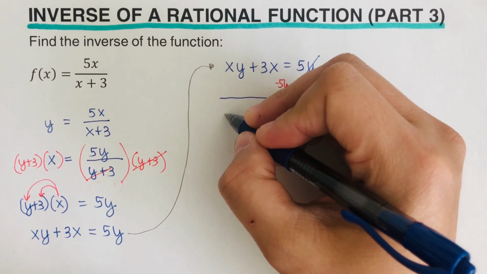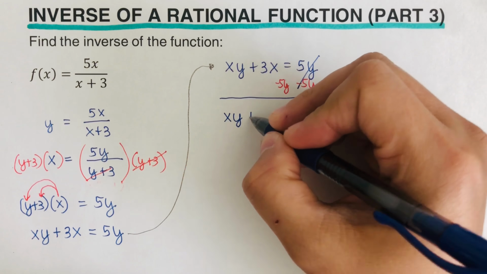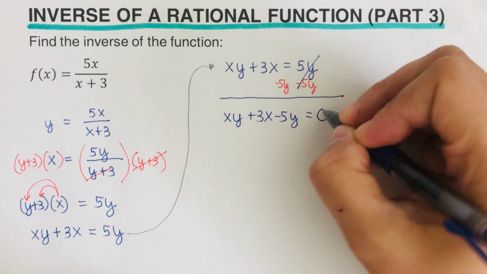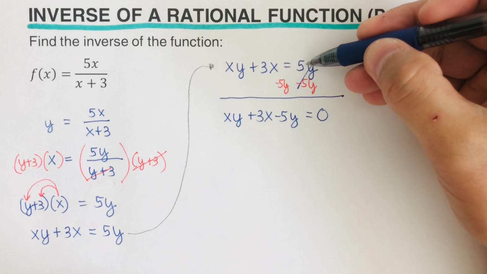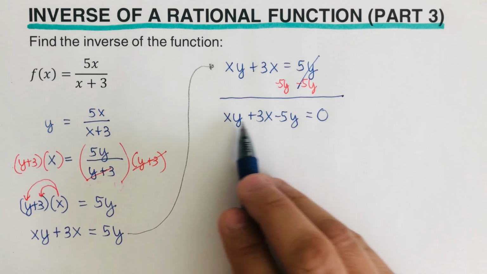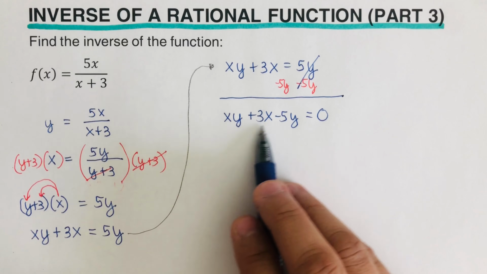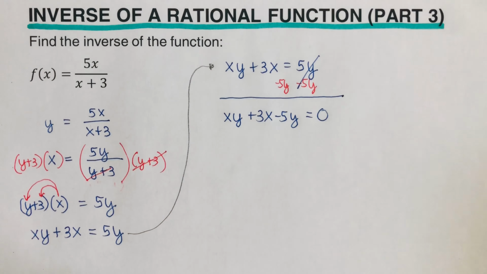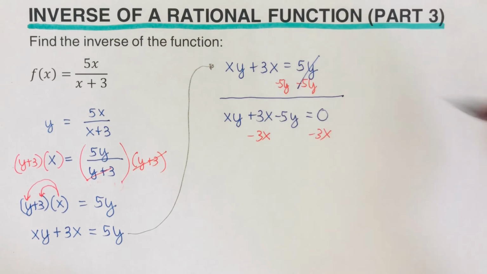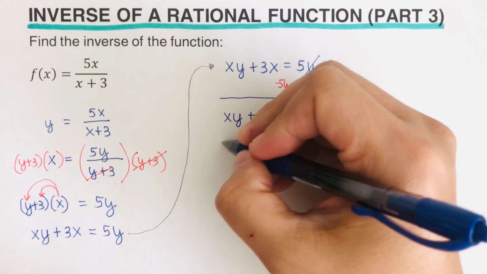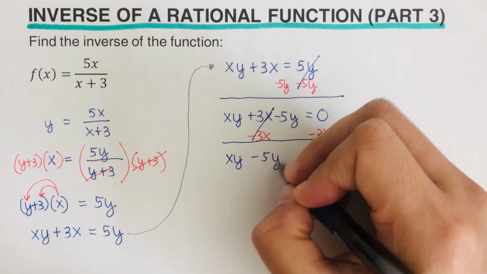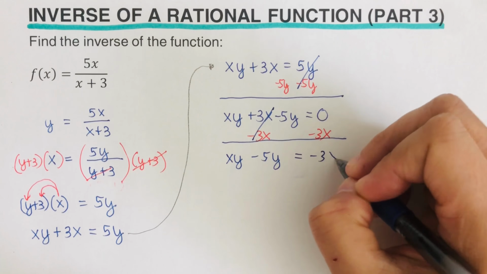So we're left with xy plus 3x minus 5y is equal to 0, because we subtracted the 5y and 5y, so that gives us 0. Now we already have the y on the same side, but then we still have an x here, which is a different term. So then I can go ahead and subtract 3x from both sides, minus 3x. So then we are left with xy minus 5y is equal to negative 3x.